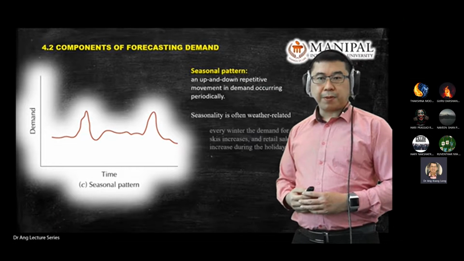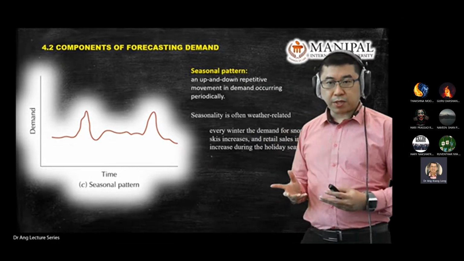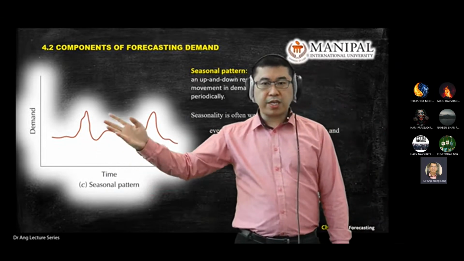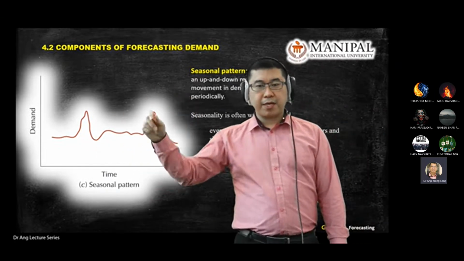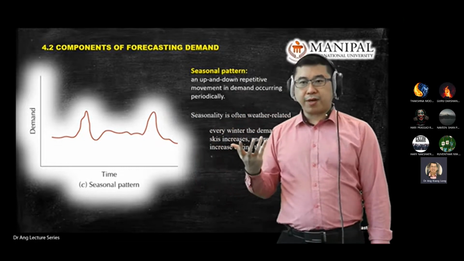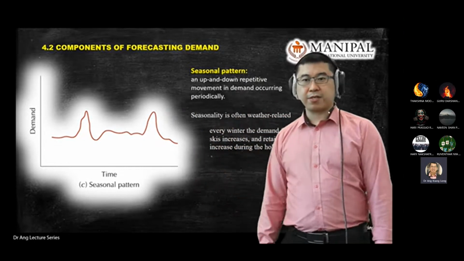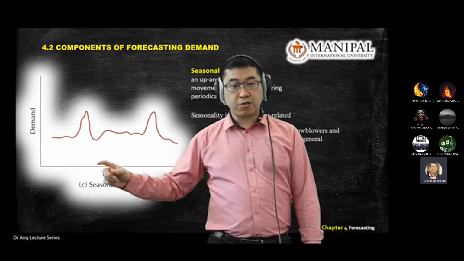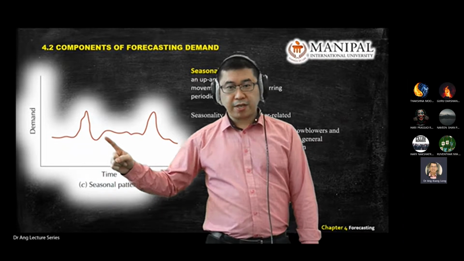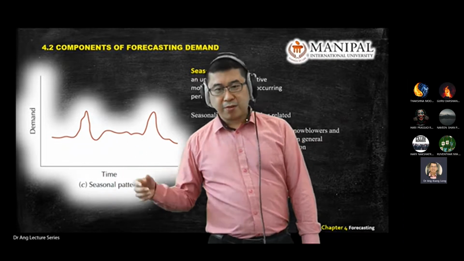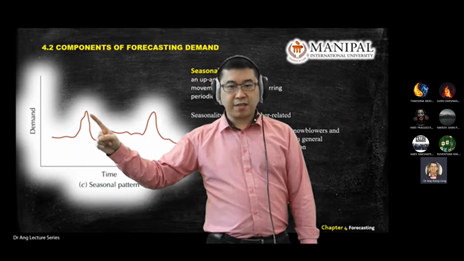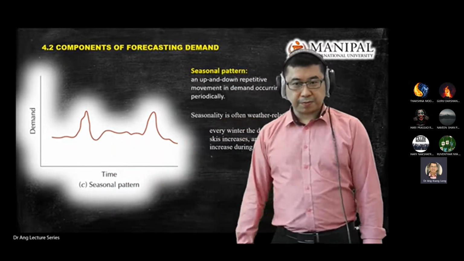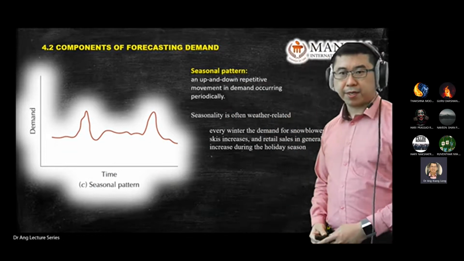Example will be weather-related activities or season. For example, winter clothes. 1 year you have only one winter time. Or 1 year you only have, for example, the incoming Christmas celebration. Right. So the sales of the Christmas tree will peak when it's near to December. You see there's a peak of Christmas tree sales and so on. It's called seasonal. Okay.